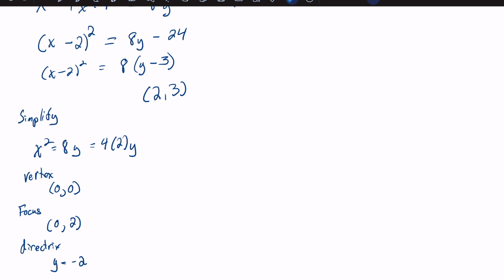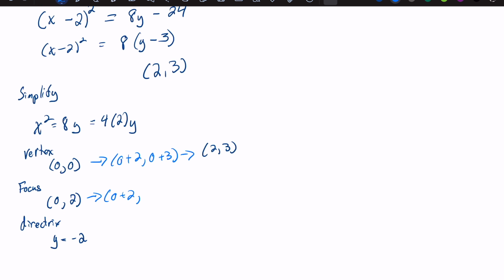So let's do this carefully together. What are we doing? We're going to take our center, 0 plus 2, and then 0 plus 3, which gives our new vertex of (2, 3). Here I'm going to take my focus, 0 plus 2, comma, and then 2 plus 3, which gives me my new focus point of (2, 5).